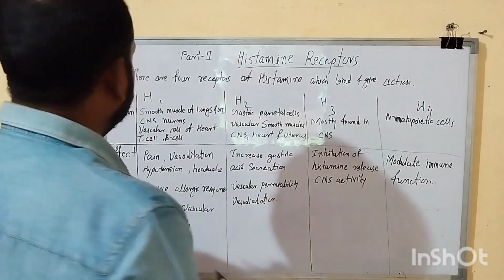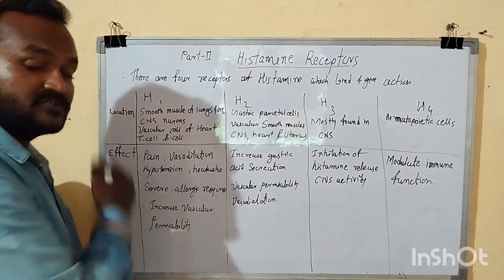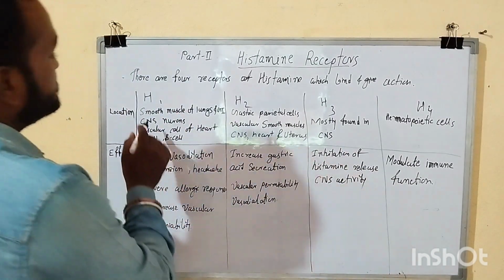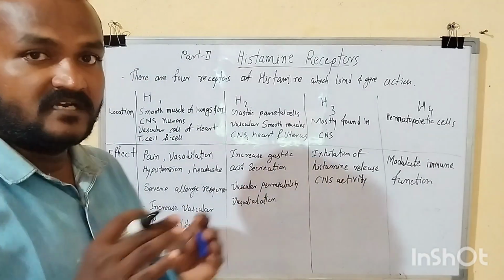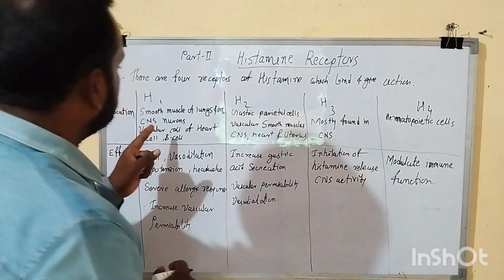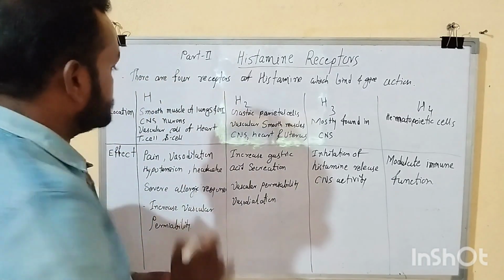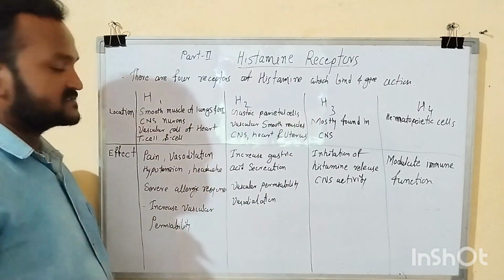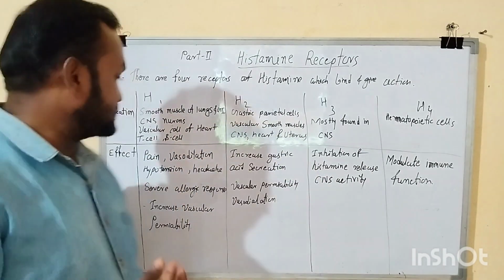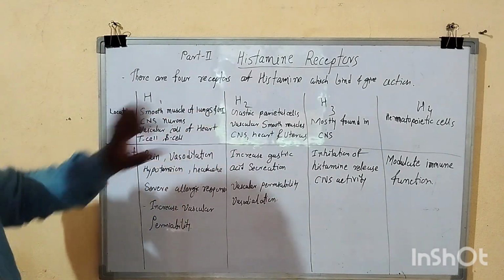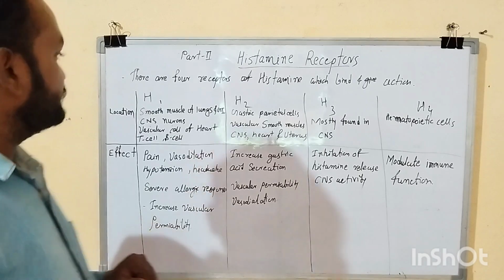First of all, the location of the H1 receptor. It is located in the smooth muscles of the lungs and GI tract. Next, it is present in CNS neurons also, and in the vascular cells of the heart, T cells, and beta cells. Okay, these are the locations of the H1 receptor.